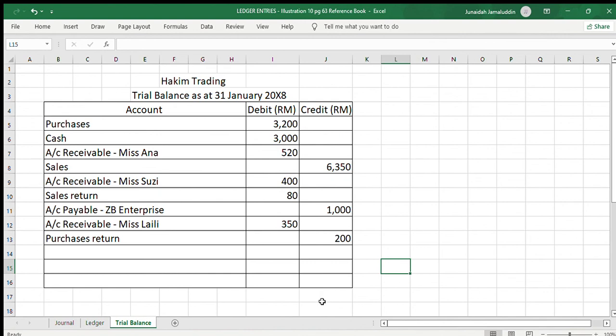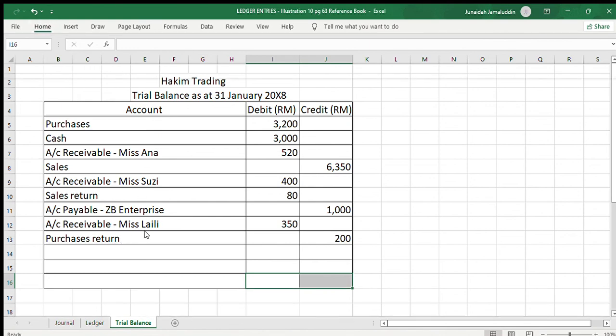Alright. Dia tak clear juga kat sini. Oh, dia tak clear juga. It's okay. Kita just letak dia punya ni, double line di bawah sekali. So sekarang ni kita nak total up kolom di sebelah debit.